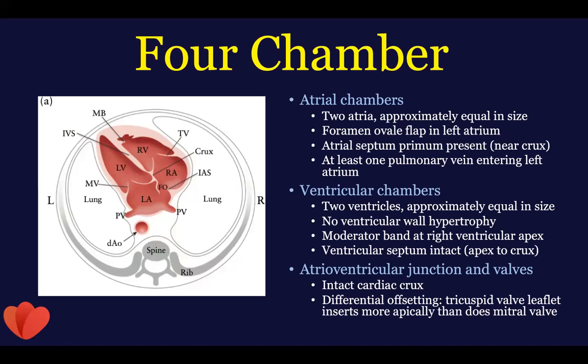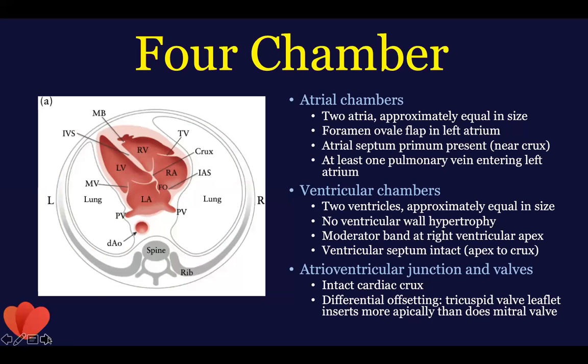And then moving on to the ventricular chambers, there should be two ventricular chambers of approximately equal size. Again, the right should be a little bit bigger later in gestation. And the moderator band sort of denotes the right ventricle, while the left ventricle is more of a smooth ventricle at the apex. Then again, looking at the ventricular septum for any major holes. And looking at the atrioventricular junction and valves, making sure the crux of the heart, which is seen right here, is intact. And usually the tricuspid valve is a little bit apically displaced compared to the mitral valve.